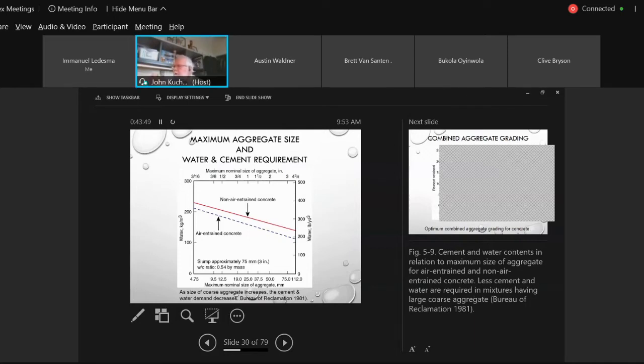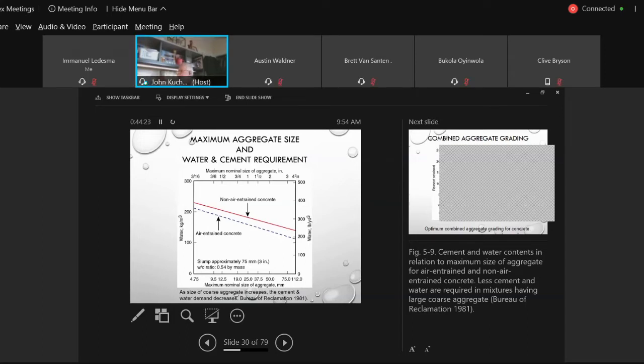But we're looking at the water and cement demand based on aggregate size, and there's a correlation. Obviously, if we have aggregates that have a higher maximum nominal size, it's going to require less water than a finer aggregate size. Anybody know why? Why would a real fine mix of cement and aggregate require more water?